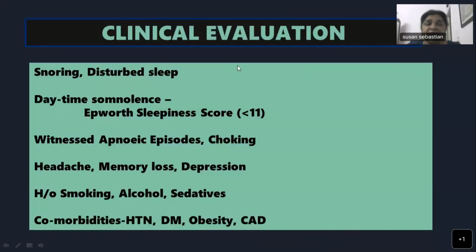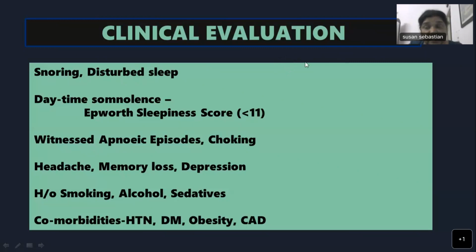So coming to the clinical evaluation, it's very important because you will all experience that very few patients come to you saying that they are having obstructive sleep apnea or they are having snoring. And if you ask them if they are snoring, they will often deny it, because the patient is very often not aware of his own snoring. And you have to include the family members or the bed partners when you are taking a history.